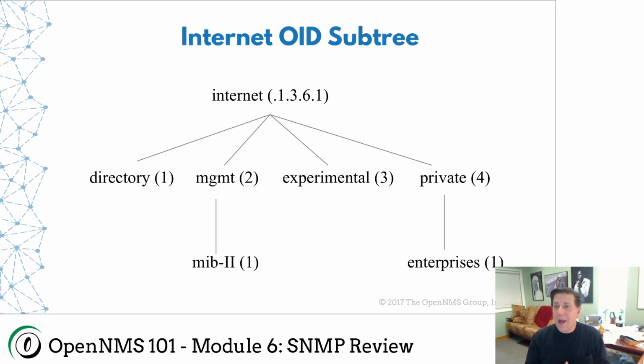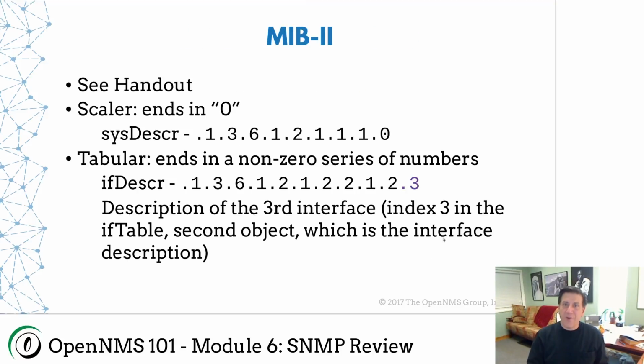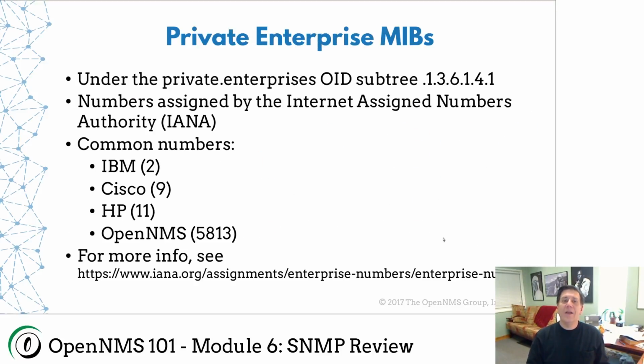So there is a way of actually getting this to work by using the private enterprise MIB. So basically what happens is .1.3.6.1 is internet, .4 is private, .1 is enterprises. The number that comes after that is assigned by the Internet Assigned Numbers Authority. So .2 is IBM, .9 is Cisco, .11 is HP, OpenNMS is 5813, and we should be able to go.